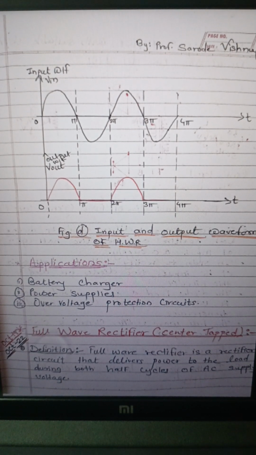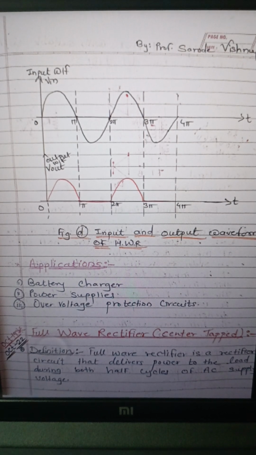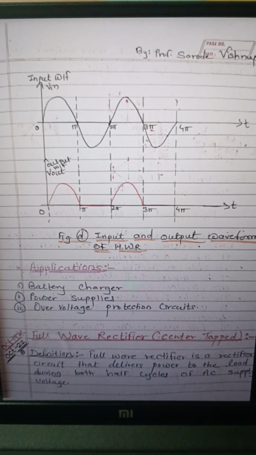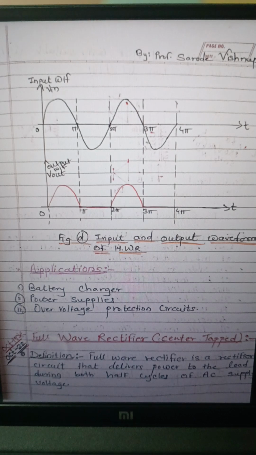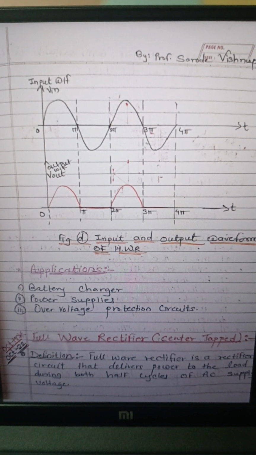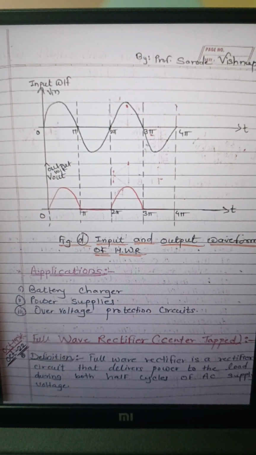So what are the applications of half wave rectifier? First, it is used in battery chargers, then power supplies, then it is used for over voltage protection circuits. So this is all about the half wave rectifier. Then let's practice this half wave rectifier and its input output waveform.